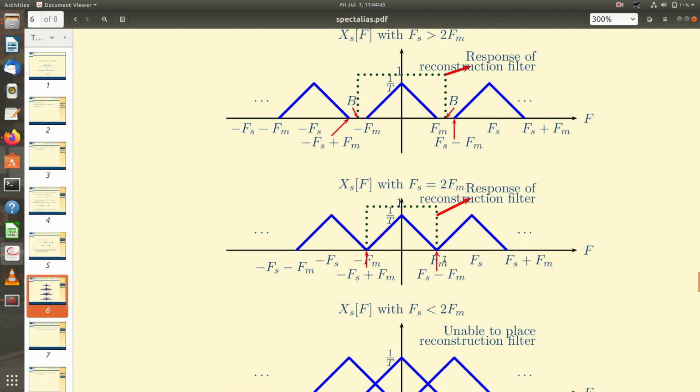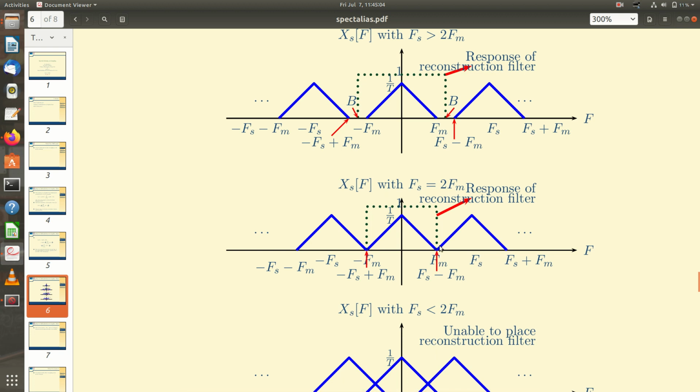Now what happens if Fs is 2Fm, that is, exactly at the Nyquist rate? Here you can see the spectra are placed very close, Fs is 2Fm, this is Fm, this is another Fm. So here also I can conveniently place a filter, no problem.